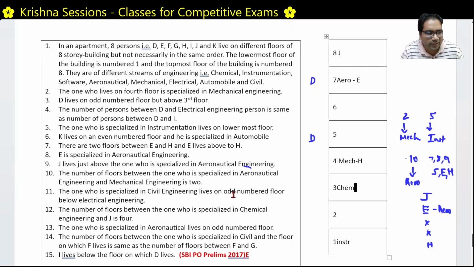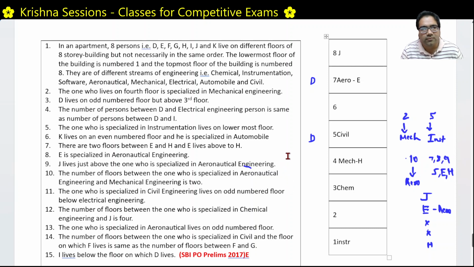Now let's look at the odd one again. The 11th one again: the one who is specialized in civil engineering lives on an odd number floor below electrical engineering. Odd number floor, there is only one, right? Because 7 is already taken, 3 is taken, 1 is taken. So as per condition number 11, the one who is specialized in civil engineering lives on an odd number floor. This must be civil, right?